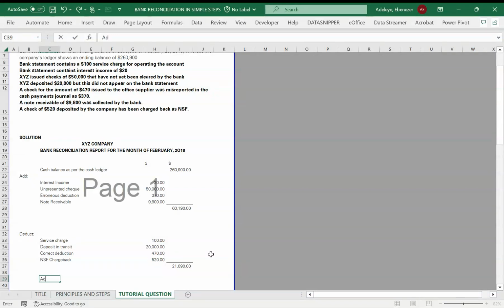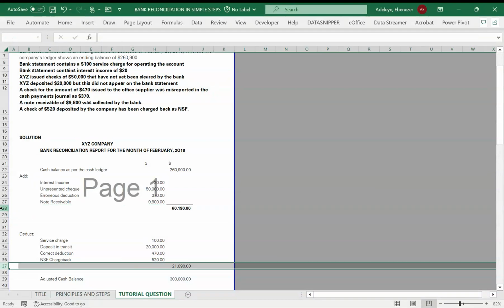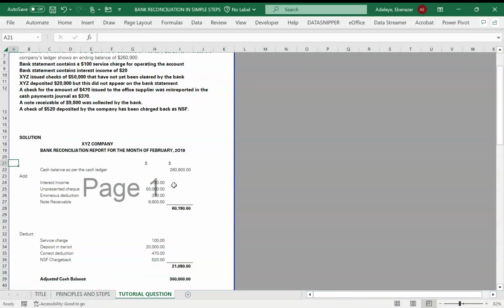My adjusted cash balance will now be what? Cash balance would now be equal to this plus this minus this, right? And that's 300,000. Let me put the balances in bold, and this as well in bold, then this also in bold because it's a balance, right?